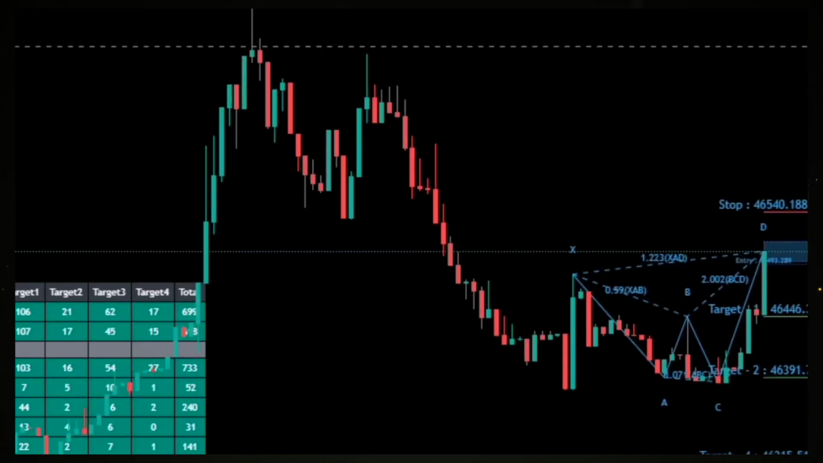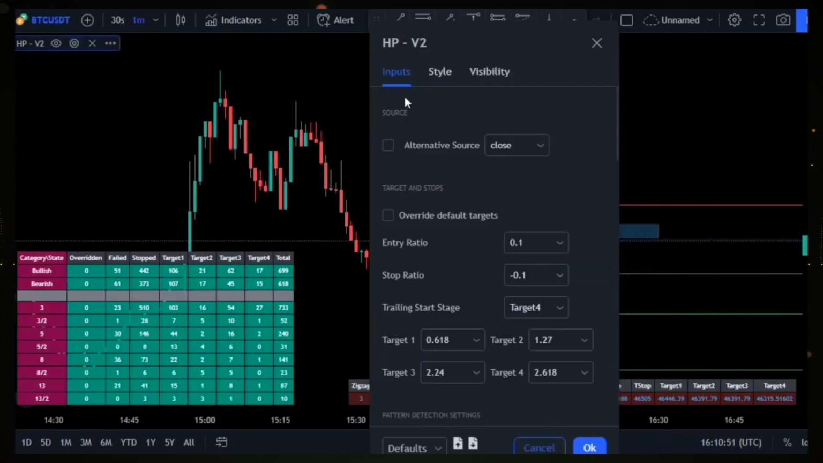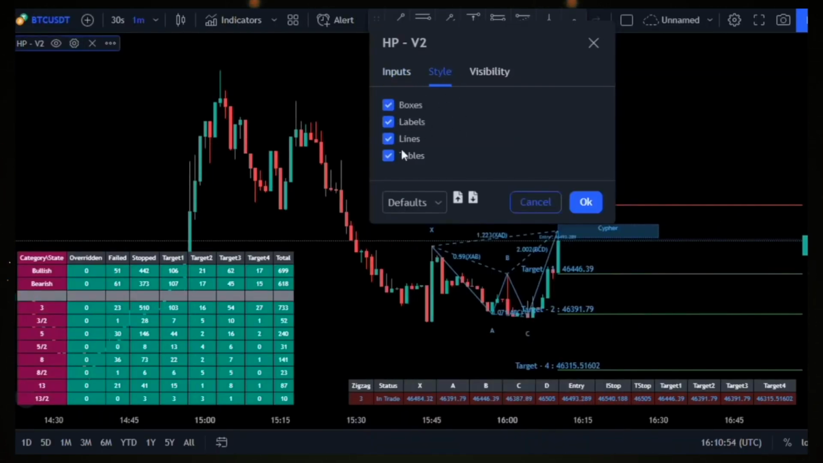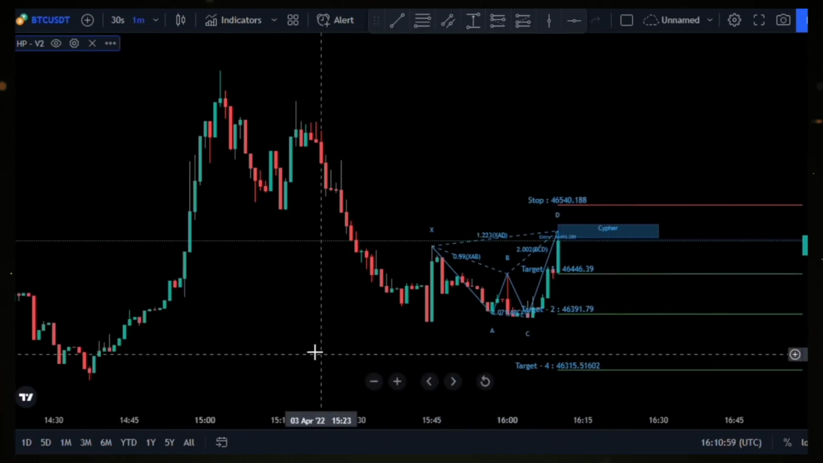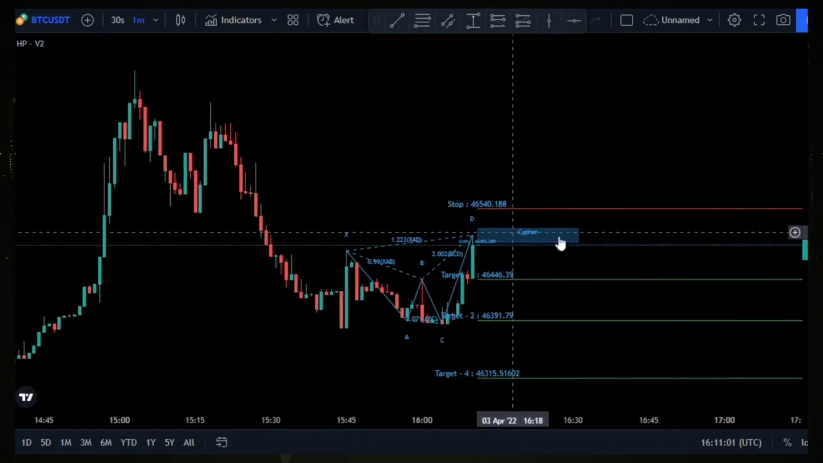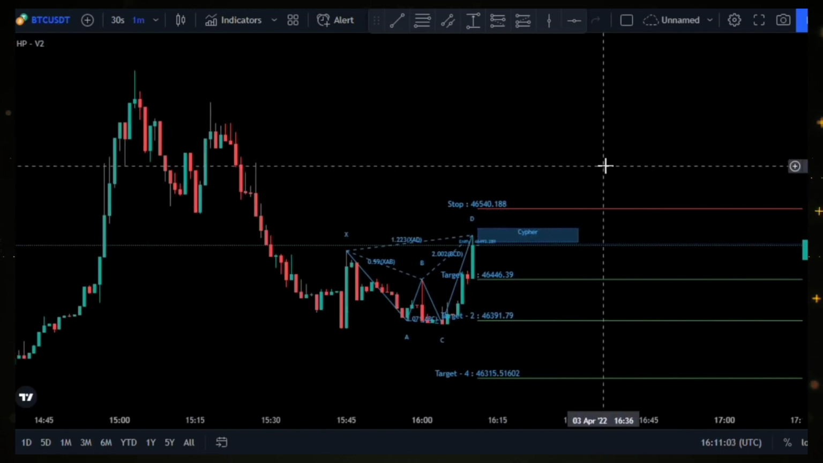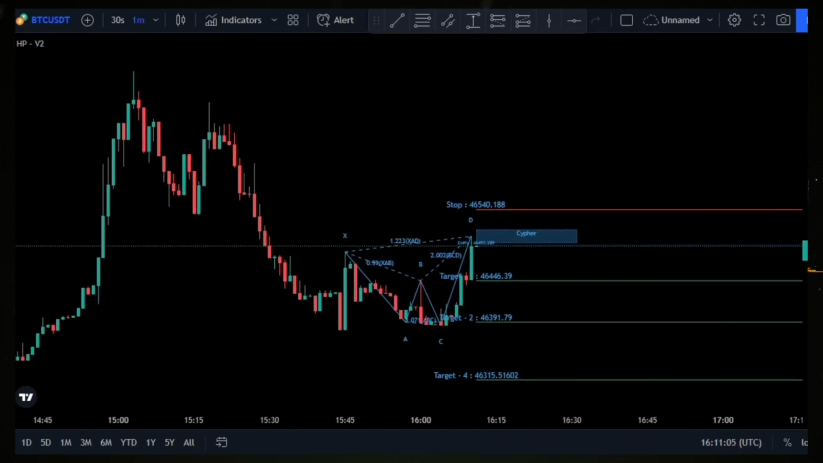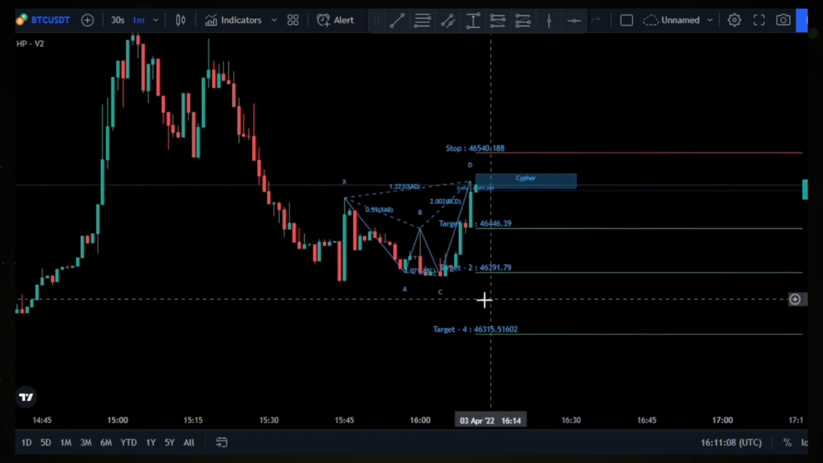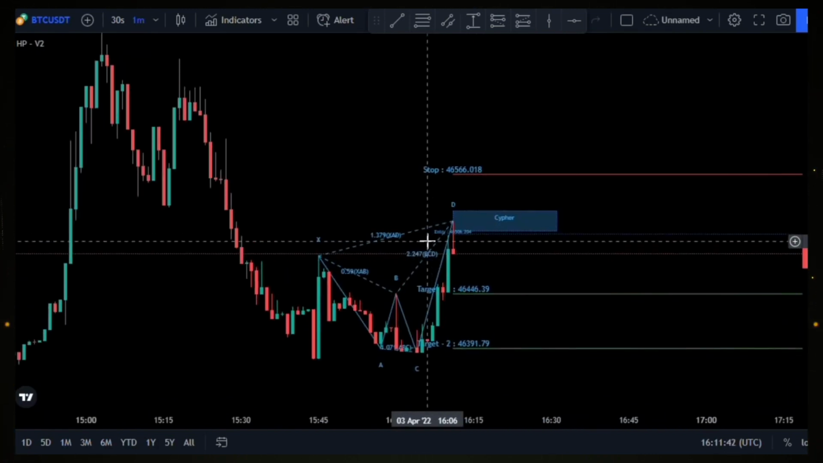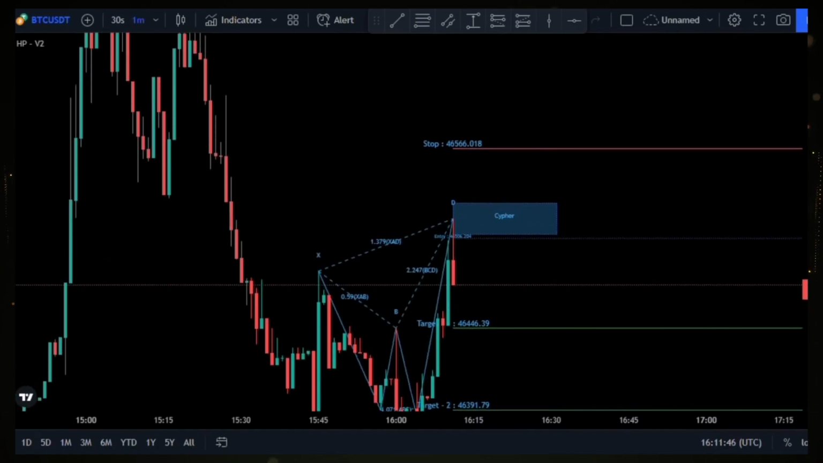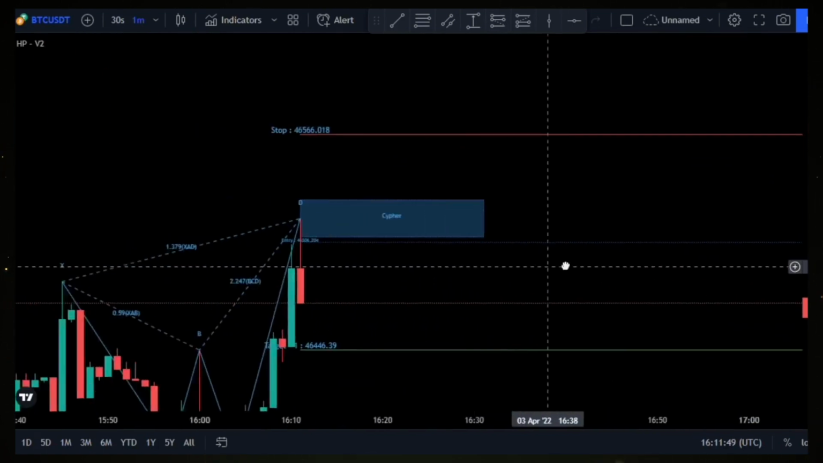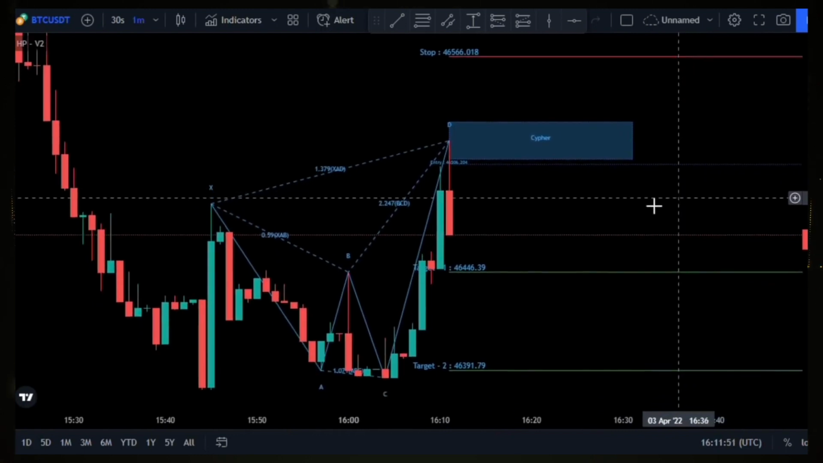Now let's analyze this. First, let's look at the indicator settings. I disabled the tables option to make the chart appear more empty. The indicator is now ready. Let's go through how to use this indicator in more detail. This indicator first analyzes the chart and determines whatever pattern is generated in the chart, and then based on the pattern formed in the chart, it sends a buy or sell signal and displays the position targets on the chart concurrently with the entry point.